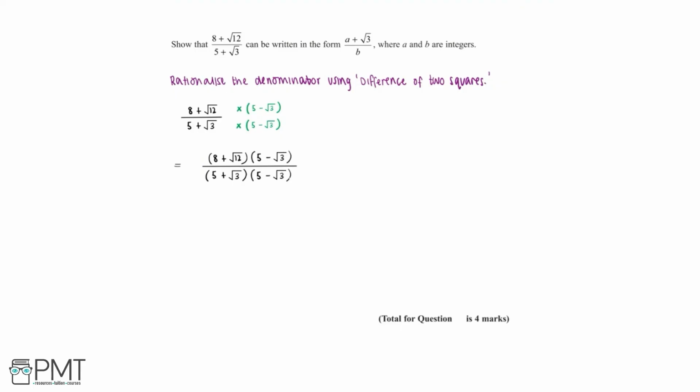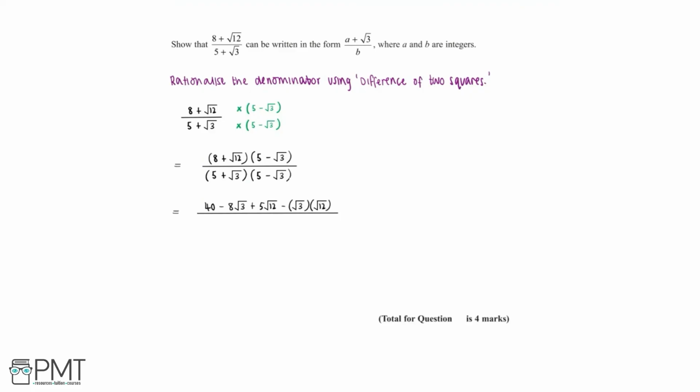Now if we multiply both the numerator and the denominator by 5 minus root 3, we'll end up with this fraction. We have 8 plus root 12 multiplied by 5 minus root 3 in the numerator, and 5 plus root 3 multiplied by 5 minus root 3 in the denominator. And so we can expand these double brackets. Let's start with the numerator. We have 8 multiplied by 5, which is equal to 40. Then we have 8 multiplied by minus root 3, which is equal to minus 8 root 3. We then have root 12 multiplied by 5, which is equal to 5 root 12. And then root 12 multiplied by minus root 3, which is equal to minus root 3 multiplied by root 12, which we can simplify in the next step.